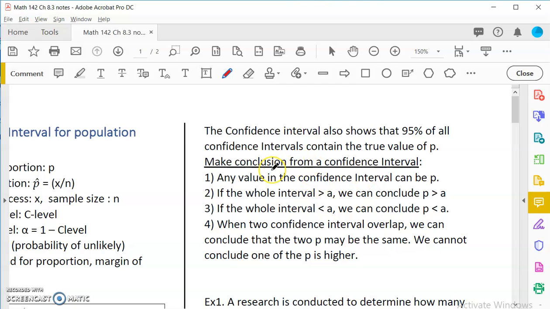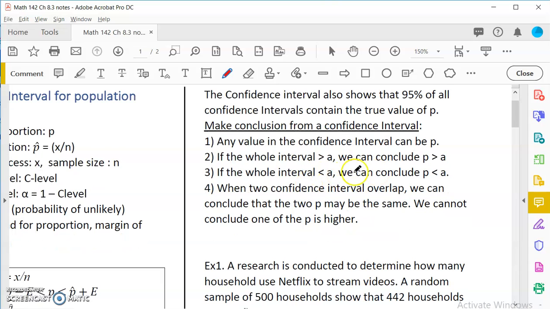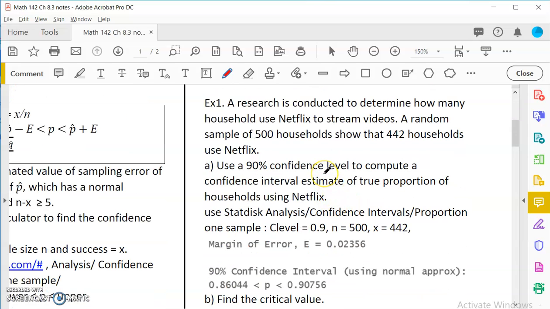And we also can make a conclusion. It's the same as what we did for mean. If the whole interval is greater than a particular value a, then we can say that the proportion is greater than a. If the whole interval is less than a, then we say the actual proportion is less than a. So similar. So let's do an example.